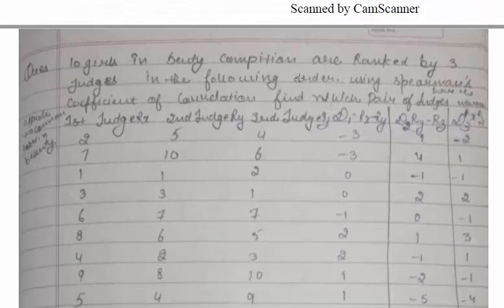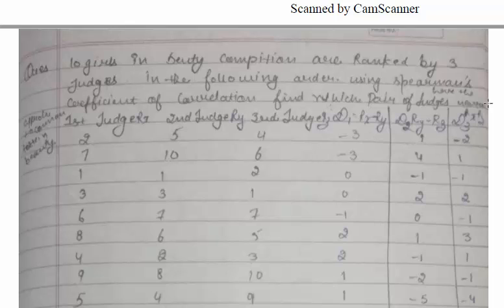10 girls in a beauty competition are ranked by 3 judges in the following order. Using Spearman's rank coefficient of correlation, find which pair of judges have the same taste of judgment. So 10 girls participated in a competition, and in this competition 3 judges give the ranking to the 10 girls. Then we want to check which pair of judges have the same taste.